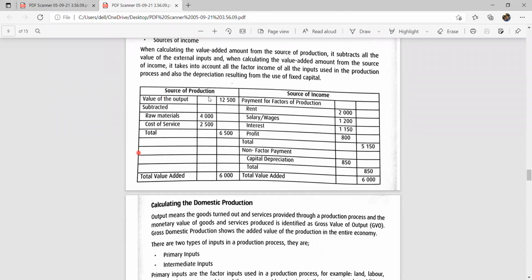Here, under the source of production, the value of output is reduced by all the raw materials and cost of services, then the total value added is 6,000. Here the income sources, rent, salary, interest, profit, all the factor income, including depreciation, then the total becomes 6,000. So value added can be calculated by using either the production method or the income method.